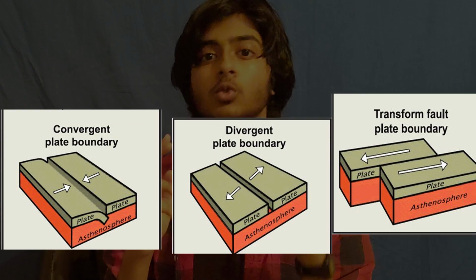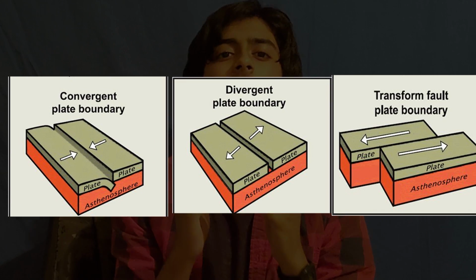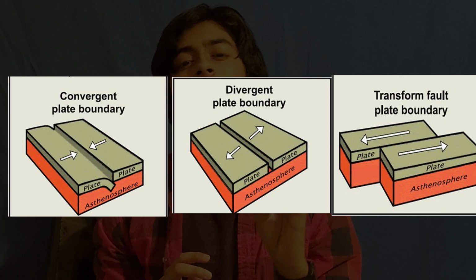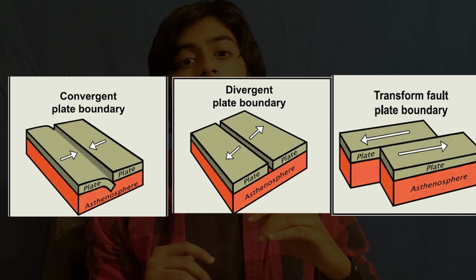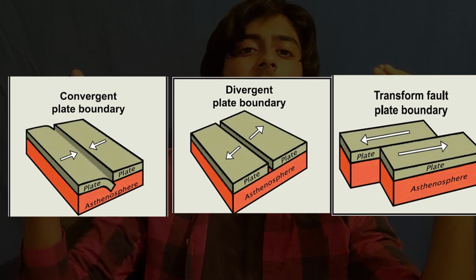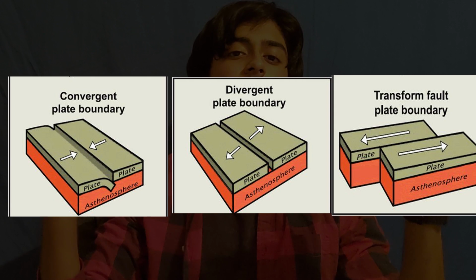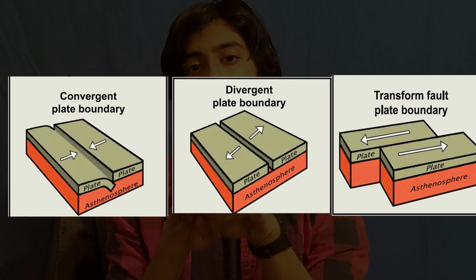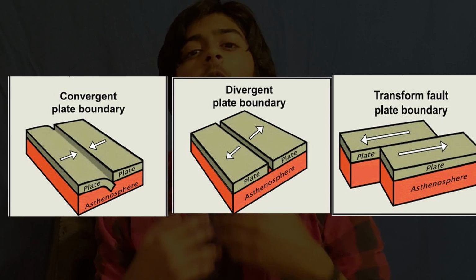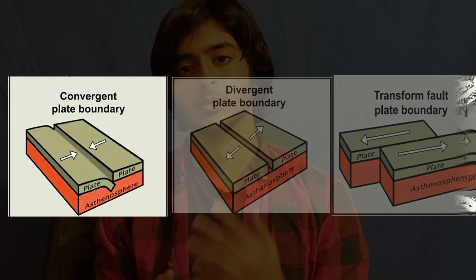What happens when two tectonic plates meet each other? One of three things can happen. You'll either have a convergent boundary where the two plates are moving towards each other, a divergent boundary where they're moving away from each other, or a transform boundary where they're sliding past each other. We will provide more details on each of them as we go.